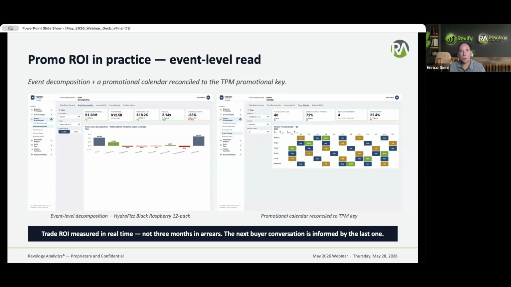And the payoff is trade ROI that you read in real time, not 3 months after the fact, which means that the next buyer conversation is shaped by the last one, instead of finding out a quarter later that a flagship event quietly lost you money. So it really allows the organization to be much better prepared and to have visibility as to what's working and what is not.